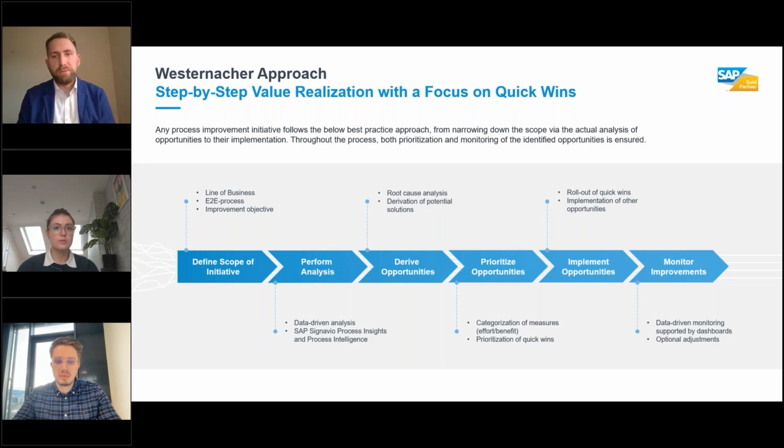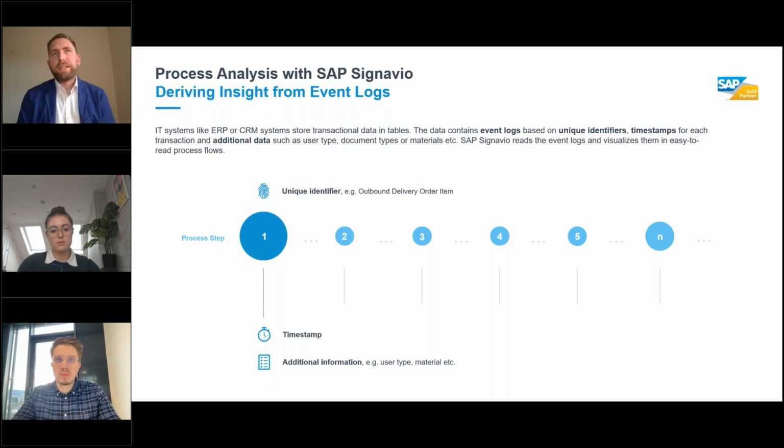And then to monitor improvements. So it's obviously not enough to just roll them out. You actually need to measure: are you fulfilling the objective? Are you getting where you want to get to? And to maybe steer if you deviate from this direction. So how does Signavio actually work?